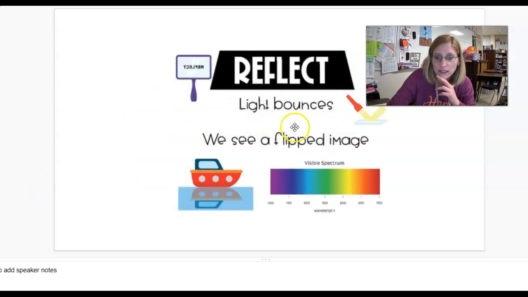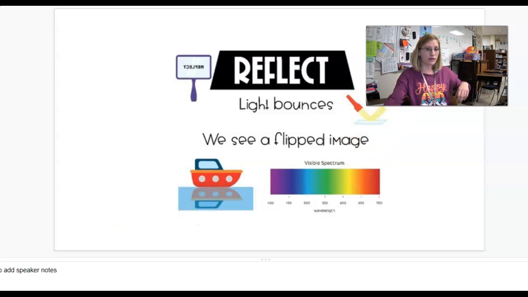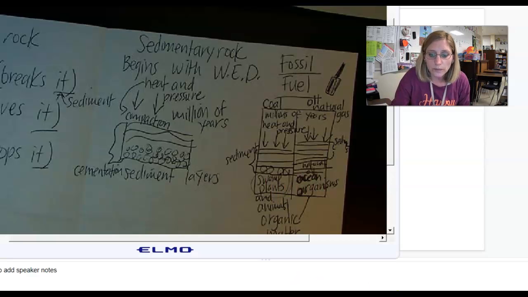Reflection bounces. So reflection is kind of the opposite of what we see, right? And what happens is the light bounces. So it bounces off of an object. All right, so let's go ahead and put this on our foldable.